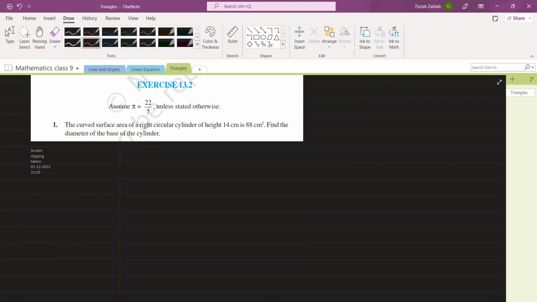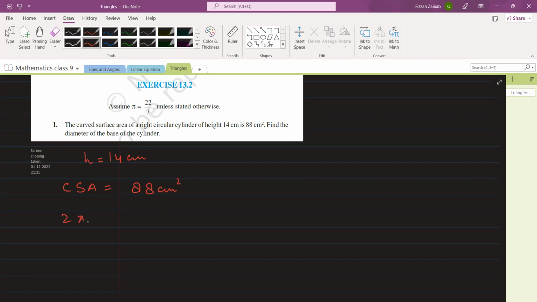So exercise 13.2 now, and it is also written that you have to use pi as 22 by 7 unless stated. In some question, if it is given that use 3.14, then you will use 3.14. Now the curved surface area of a right circular cylinder of height 14 centimeter is 88 centimeters square. Find the diameter of the base of the cylinder.